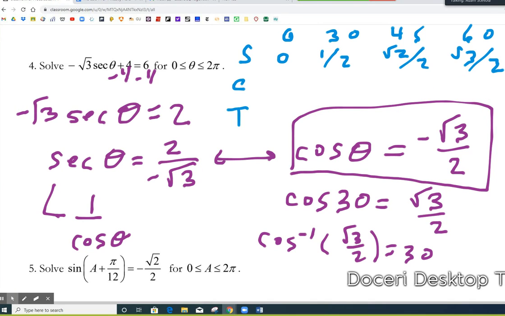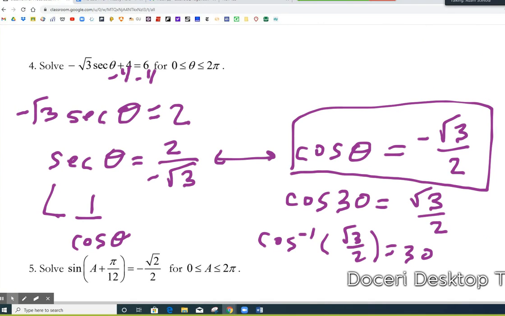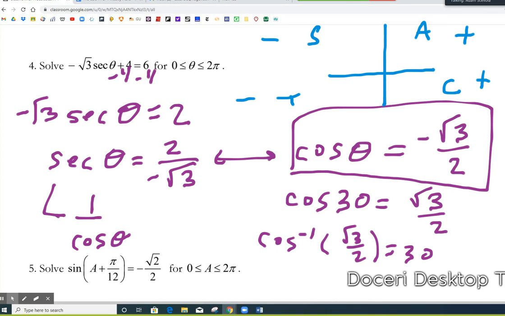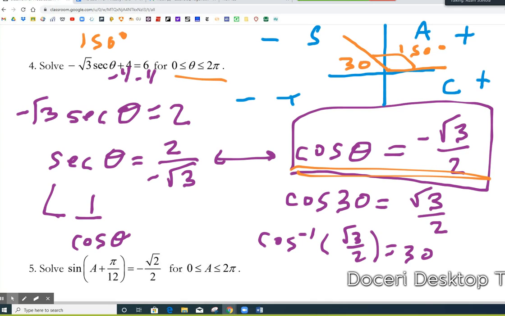Okay, so now I'm looking for 30-degree angles in quadrants 2 and 3, because that's where cosine is negative. All right, A, S, T, C. So cosine is positive here and here. It's negative here and here. So I need to find a 30-degree reference angle in quadrant 2 to solve this. That would be 150 degrees. So that's one of our answers, 150. But it wants the answer in radians, so we'll answer in radians: 5 pi over 6. So there's one of our answers.